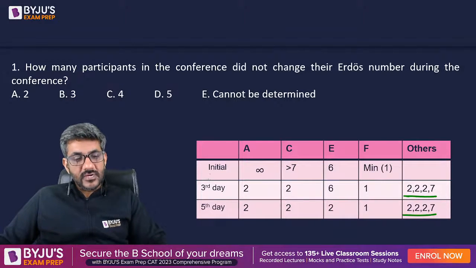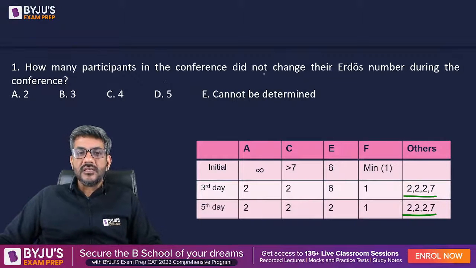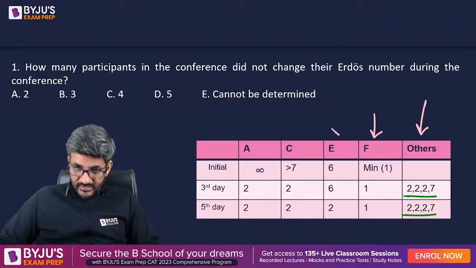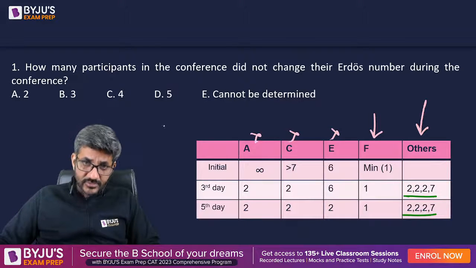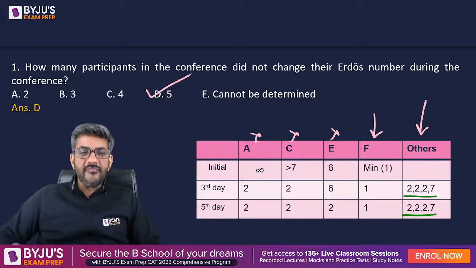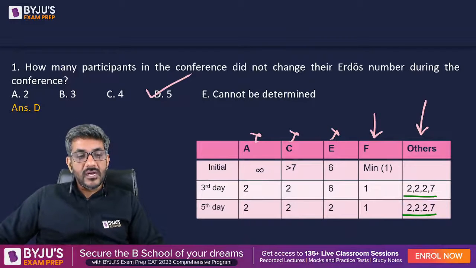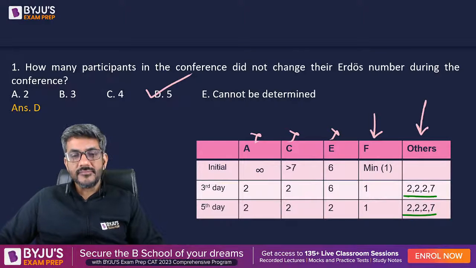Okay, let's have a look at this first question. How many participants in the conference did not change their ADOS number? These four guys did not change their ADOS number. This one guy did not change their ADOS number. इसका change हुआ, इसका change हुआ, इसका change हुआ. There are 5 people who never changed their ADOS number in the process. So my answer for this question is 5.